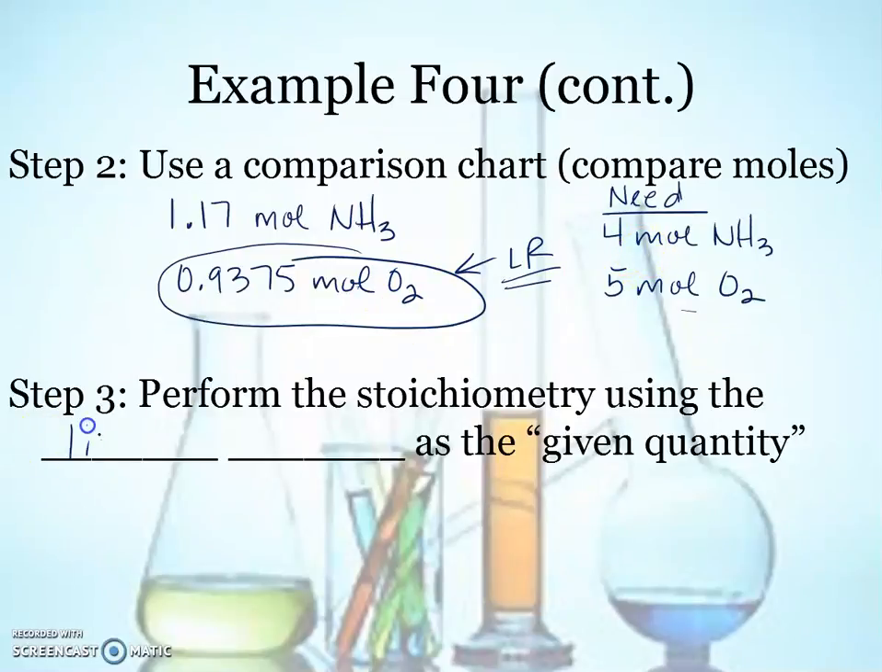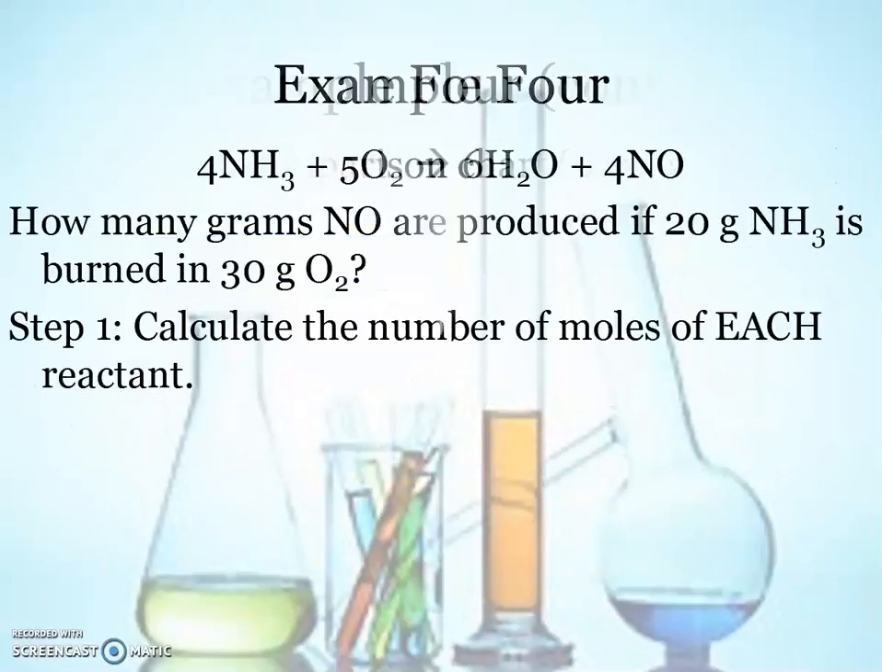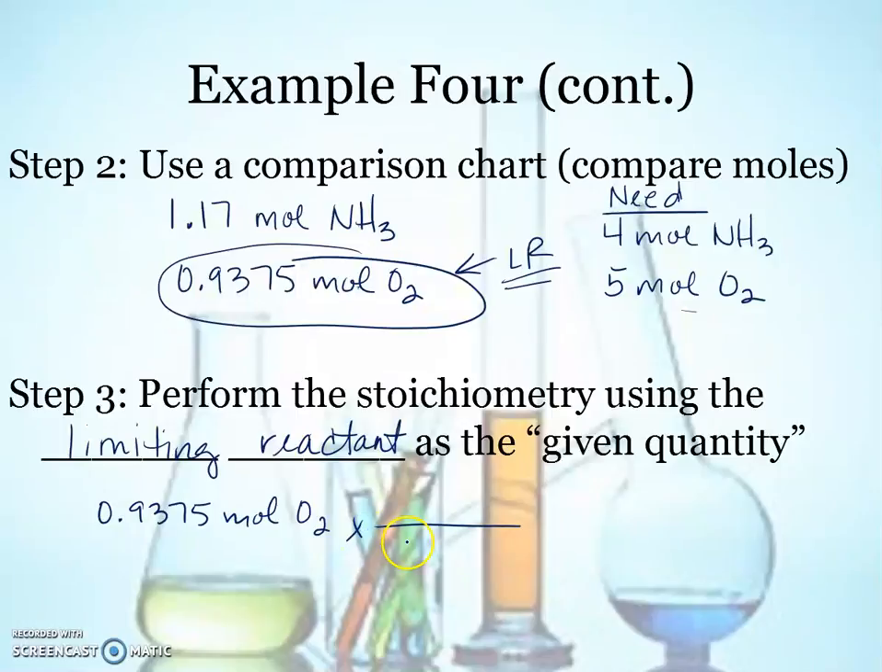Okay, so now we're going to perform the stoichiometry by using our limiting reactant as the given quantity that we would use to solve the problem. We don't have to start at the grams. We've already got moles, so we can just use the moles, 9.375 moles of O2. And we're going to go from moles of O2 until we get to grams of NO. So now we do our mole ratio. There's 5 moles of O2 to 4 moles of NO, and we need to go from moles to grams. So 1 mole of NO is equal to 30.01 grams of NO.